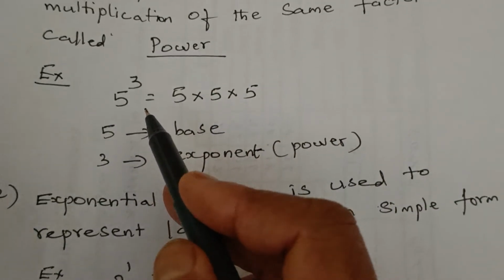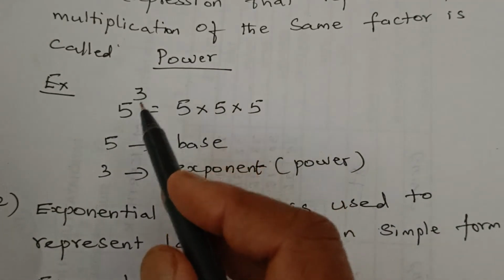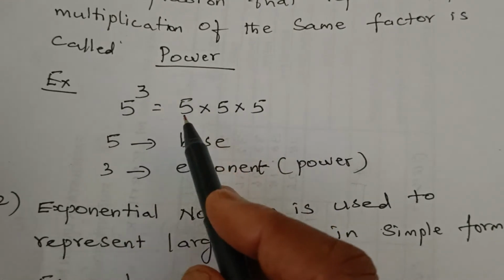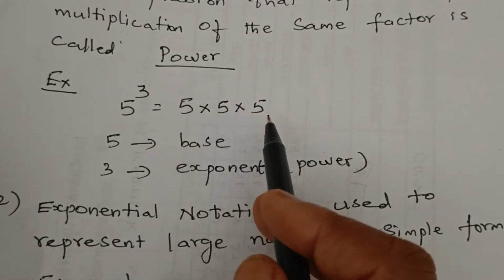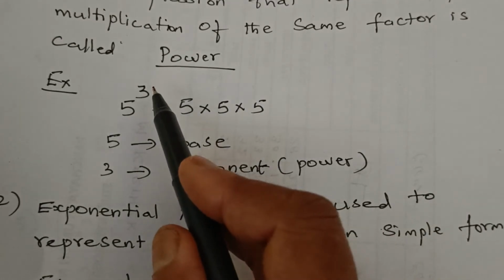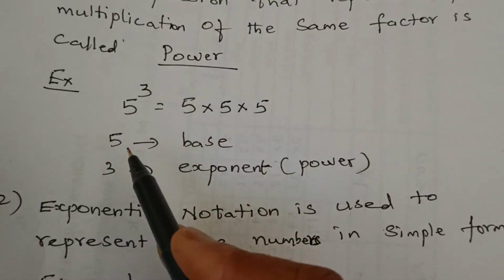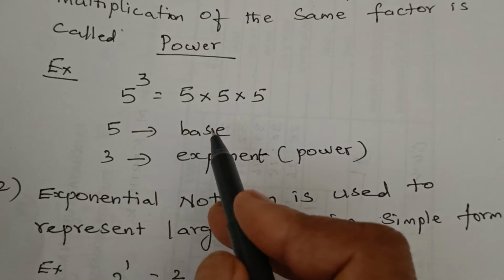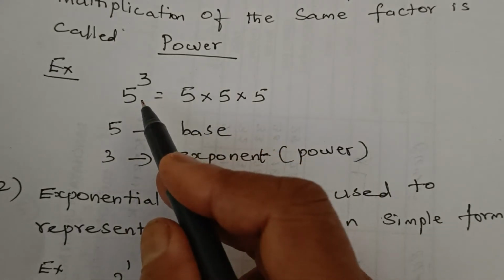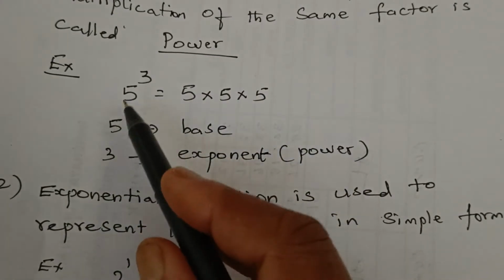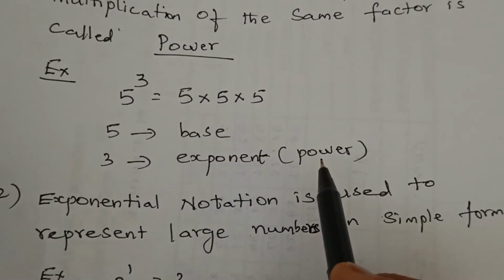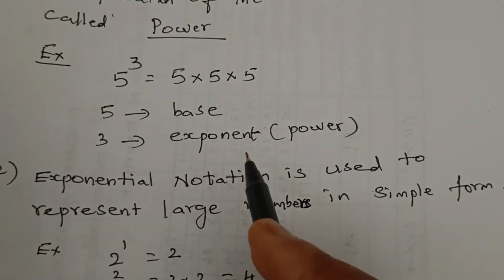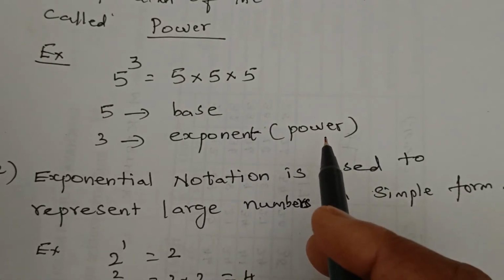Let us see an example. Suppose it is 5 power 3, what does it mean? 5 to the power 3. That is, 5 is multiplied 3 times: 5 into 5 into 5. The same number is multiplied as many times as the number in the power. And here the base is 5. The number which we multiply is called the base. And how many times you multiply the number is called the power. So 5 is the base and 3 is called the power. The proper name of the power is exponent, but very commonly we use the word power.